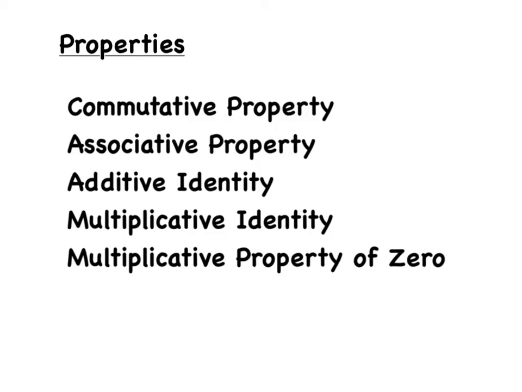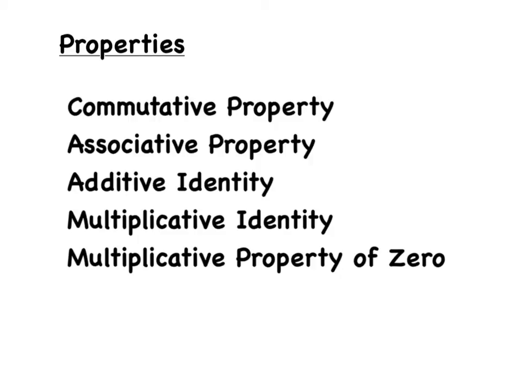Alright guys, today we are going to be focusing on properties for algebraic expressions. A property is basically a statement that is true for any set of numbers. These 5 properties that we have, the commutative property, the associative property, the additive identity, multiplicative identity, and multiplicative property of 0 are the 5 properties we're going to be focusing on this lesson.